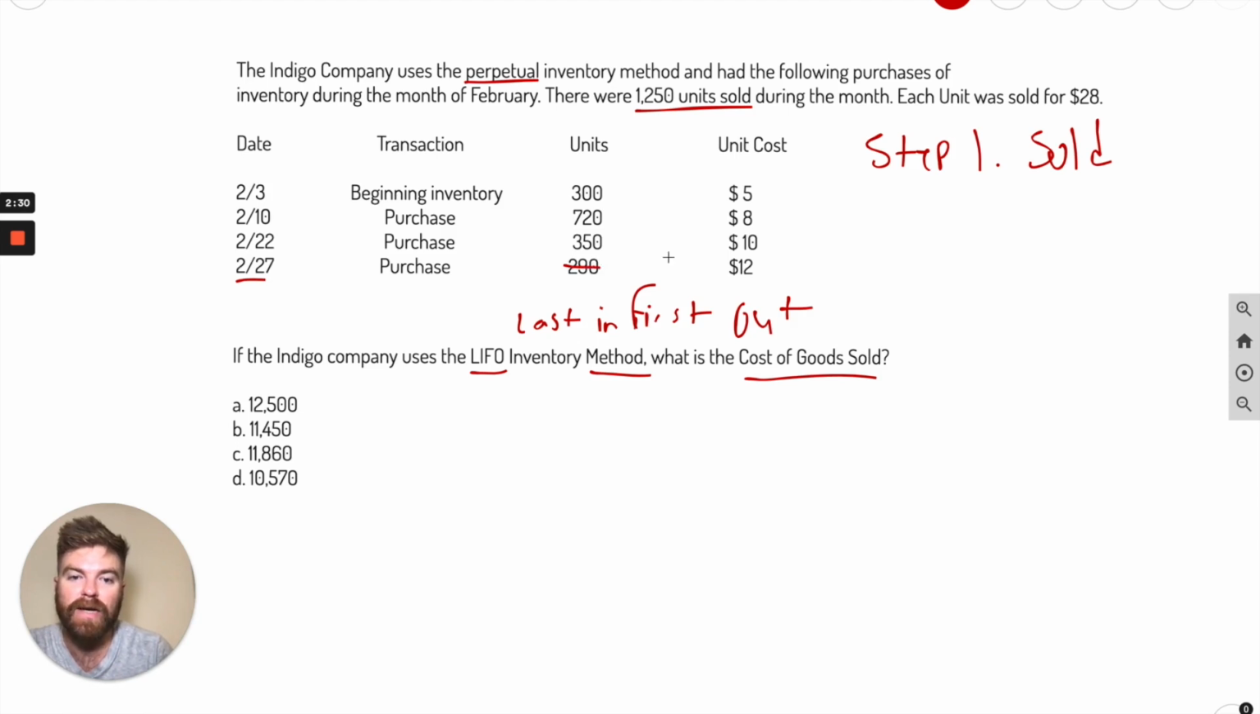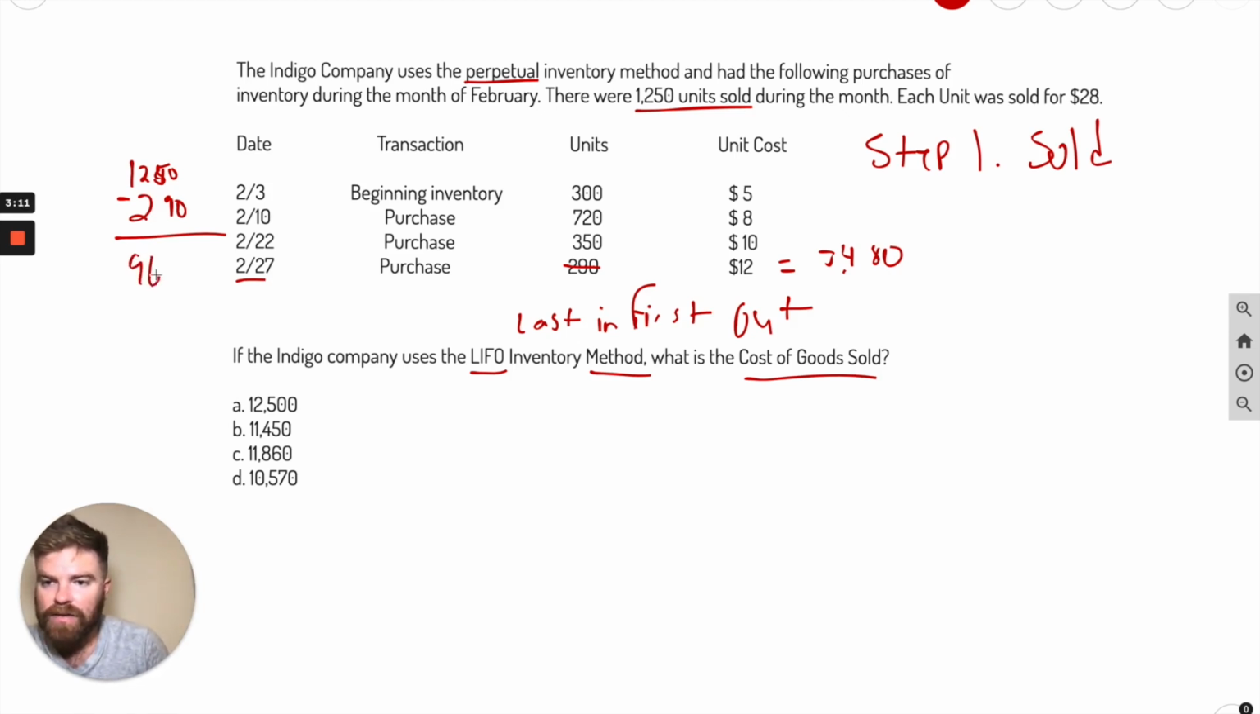So we're going to take this number first. We take all of this 290, it's at $12. Let's go ahead and multiply this out here. So 290 units times 12, and we get 3,480. Okay, we've used up 290. So we need to figure out some numbers here. We know that we had 1,250 units sold. We used up 290, so let's get the difference. That's how much we have left to account for. Minus 290, and we get 960.